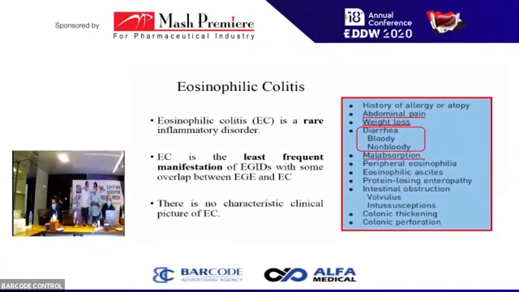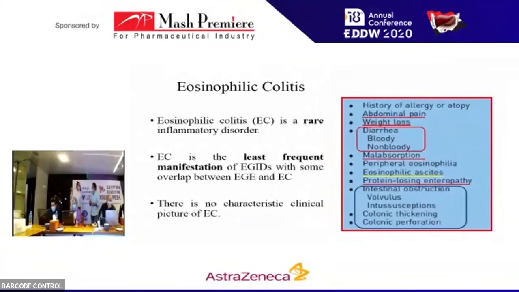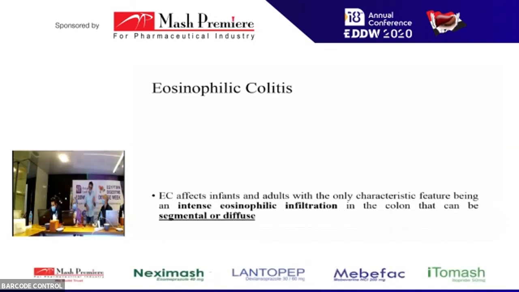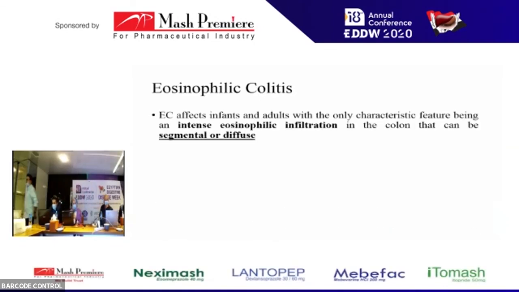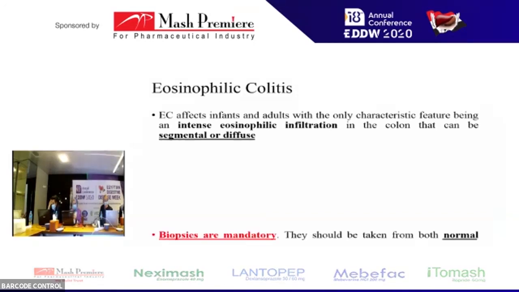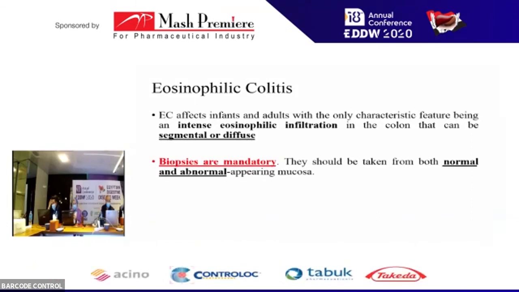It may present with malabsorption, protein losing enteropathy, and if the eosinophilic infiltration reaches up to the muscle layer, there may be colonic thickening, colonic perforation, intestinal obstruction, volvulus, intussusception, and if the eosinophilic infiltration is up to the serosal layer, there may be eosinophilic ascites. There's usually a history of allergy or atopy and peripheral eosinophilia. Eosinophilic colitis affects both infants and adults, with the only characteristic feature being an intense eosinophilic infiltration in the colon that can be segmental or diffuse, and that's why biopsies are mandatory, and they should be taken from normal and abnormal appearing mucosa, at least 4 to 5 biopsies per site.